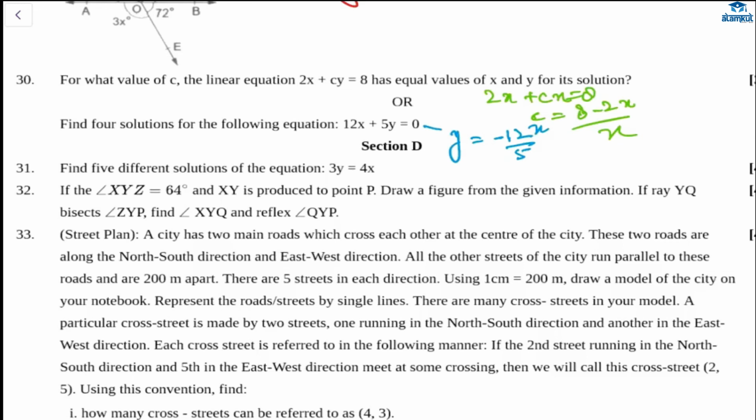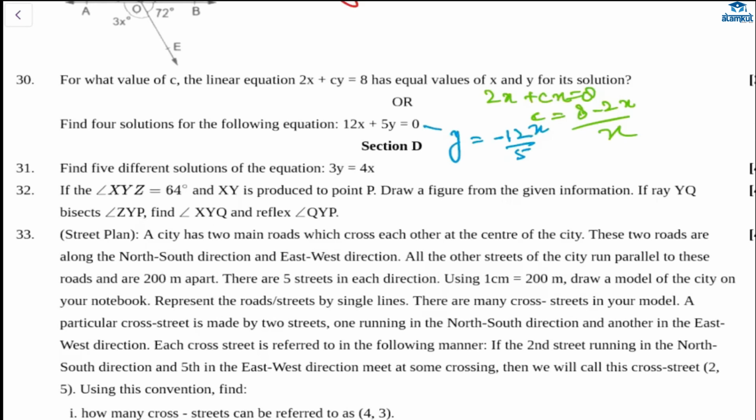Then the name will be P. Understood now? Yes, ma'am. When you are going to extend it, अगर आप एक आर्म को बढ़ा रहे हो, so what you are going to extend, you are going to name it. So that naming is P. Okay. Now with only these two pieces of information, you are going to draw the diagram.